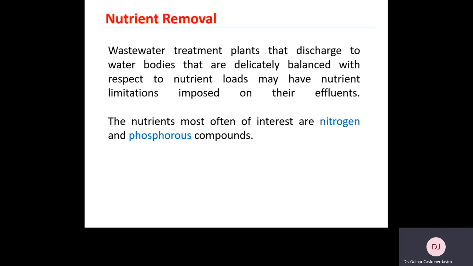Wastewater treatment plants that discharge to water bodies that are delicately balanced with respect to nutrient loads may have nutrient limitations imposed on their effluent. When we call them nutrients, as discussed before, most often the interest is in nitrogen and phosphorus compounds, and they might have a strict regulation about their limit in the effluent.